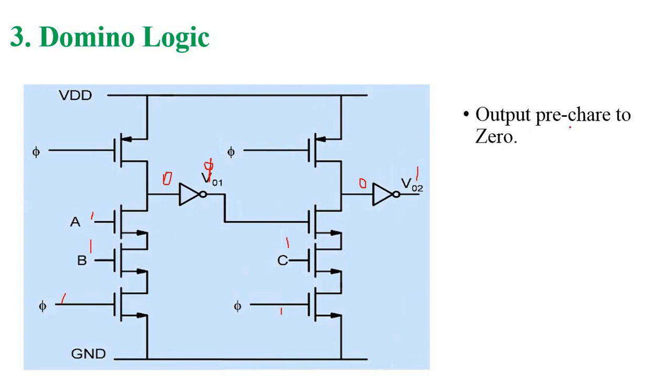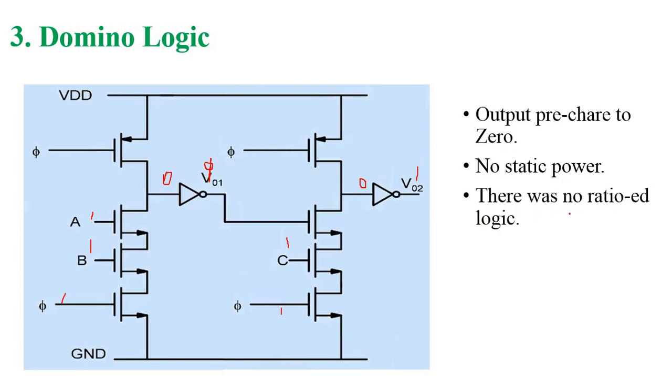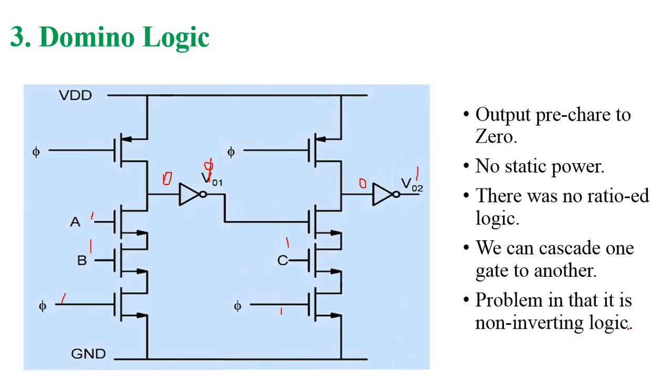So the output is pre-charged to 0. Because of this inverter, the output is easily pre-charged to 0 and there is no static power problem. There is no ratioed logic. We can cascade one gate to another, but the only problem is that it is non-inverting logic. Because of the non-inverting logic, we can't implement the NAND and NOR logics.